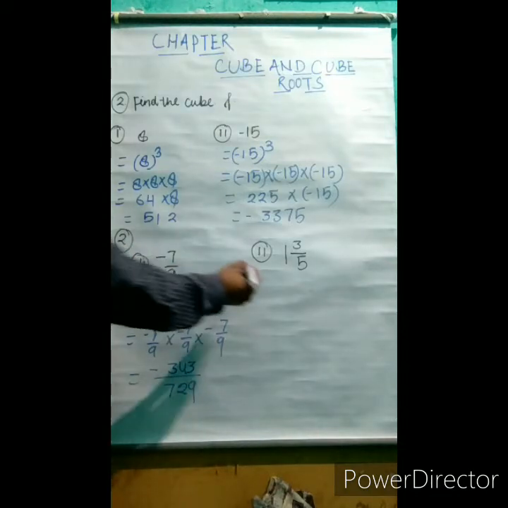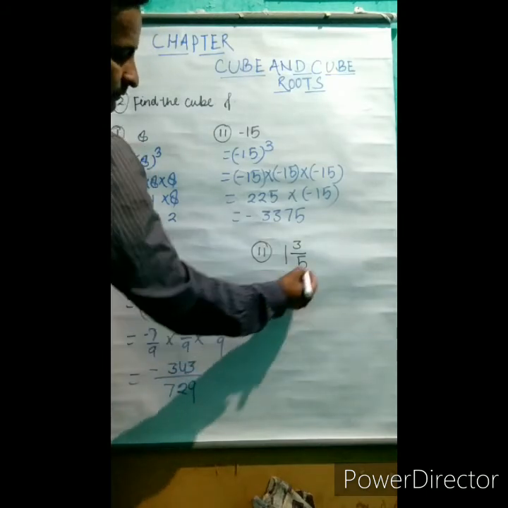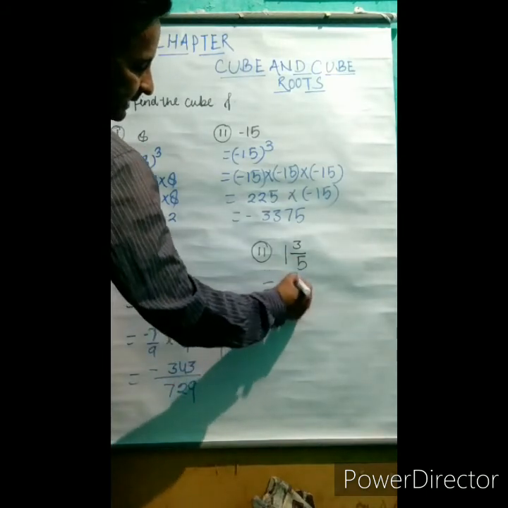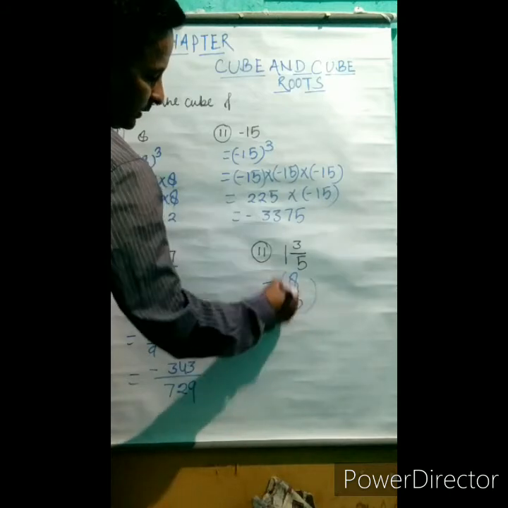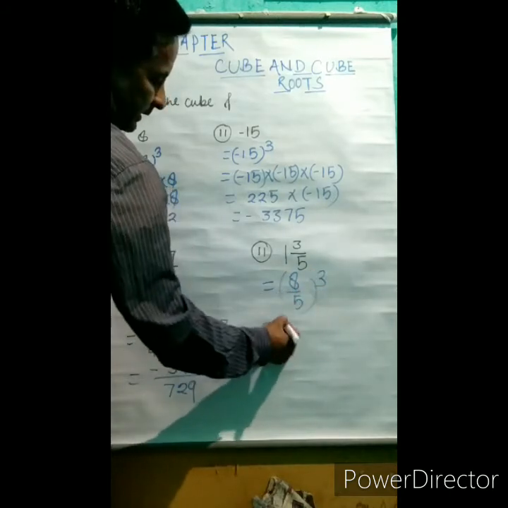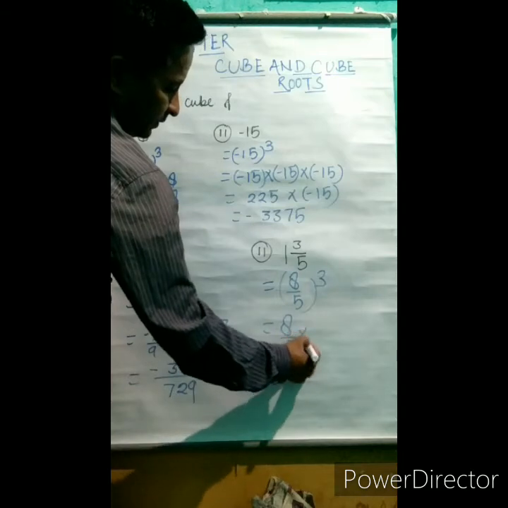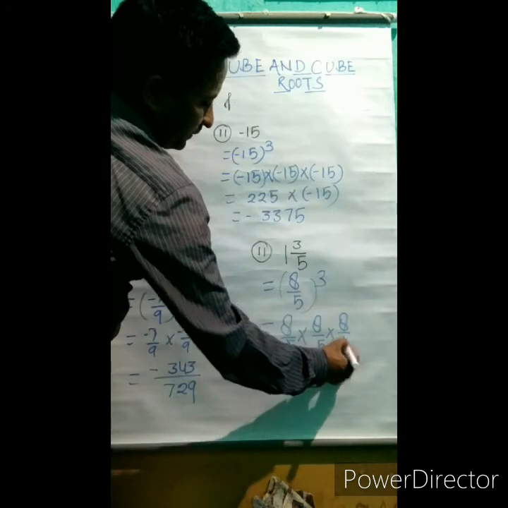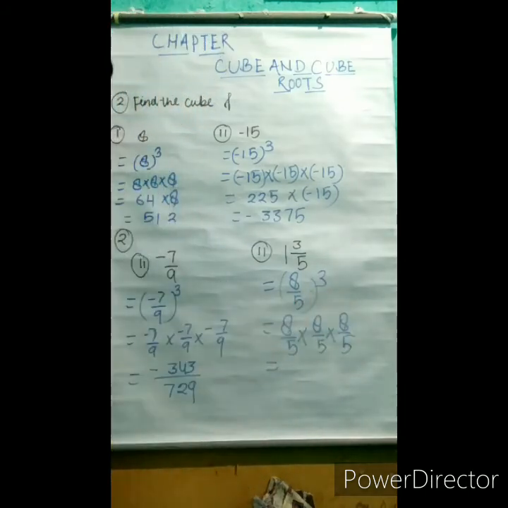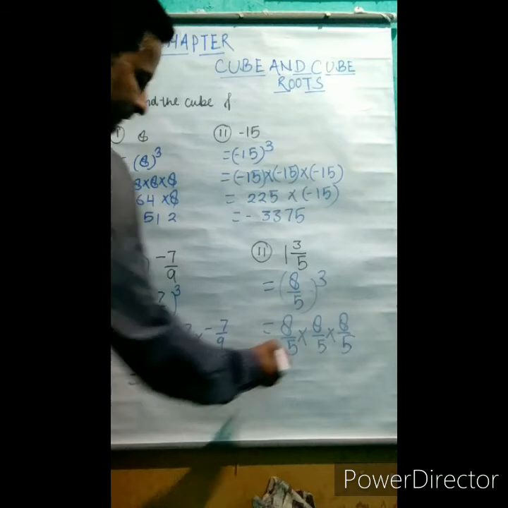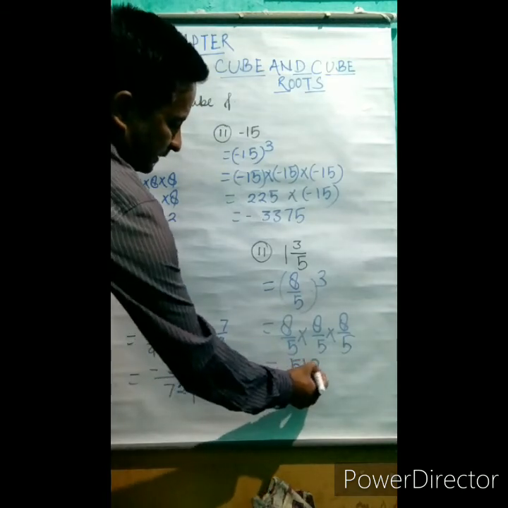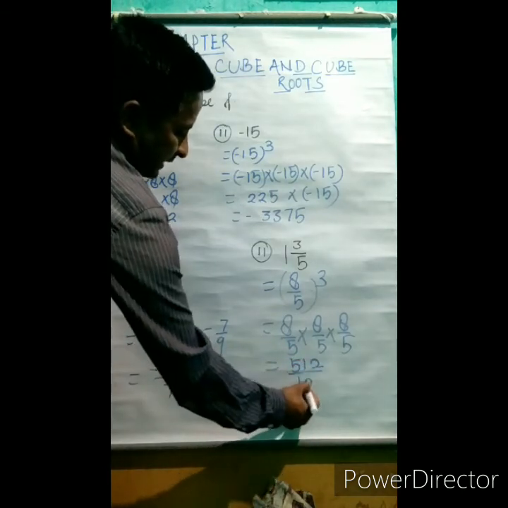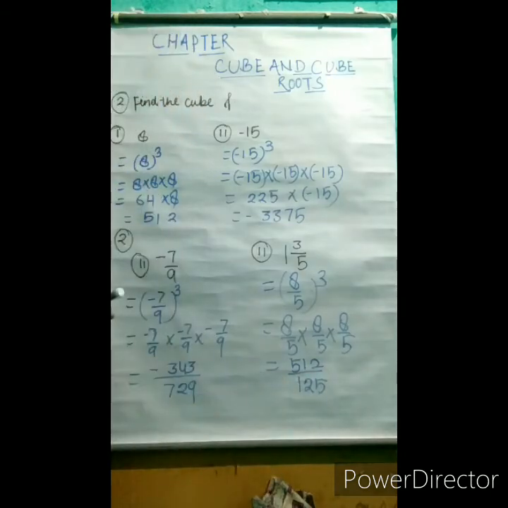Now this is the second part. First of all, you can convert it into a mixed fraction. 5 into 5, 8 over 5, its cube you can do: 8 over 5 into 8 over 5 into 8 over 5. So 8 multiplied 3 times means the cube of 8, which will be 512, and the cube of 5 is 125. This is how to find the cube of a given number.